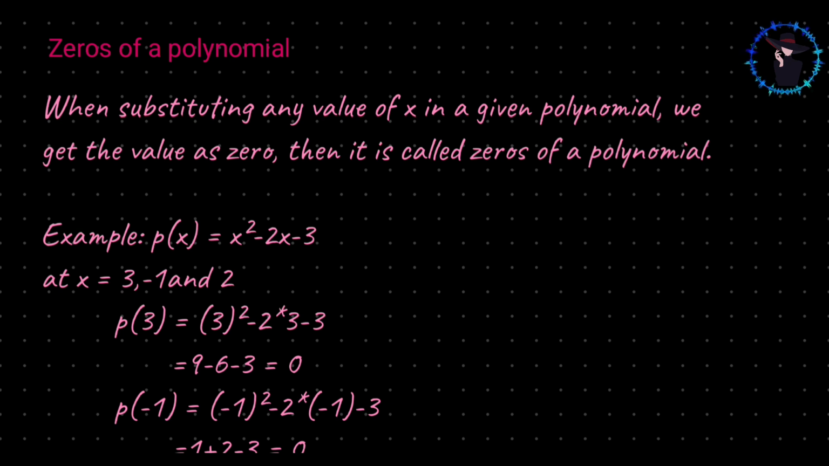See an example here. Let's take the value 3 instead of x. We have x square minus 2x minus 3. We get 3 square minus 2 into 3 minus 3. 9 minus 6 minus 3. Minus 6 minus 3 equals minus 9. 9 minus 9 is 0. So this is known as a zero of a polynomial.